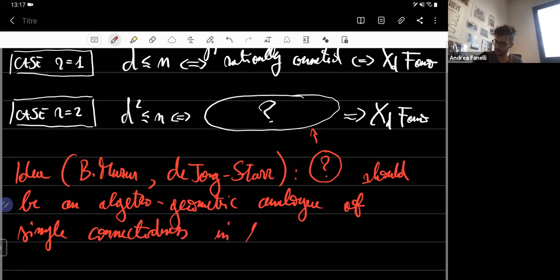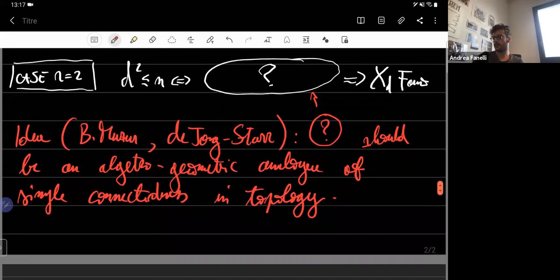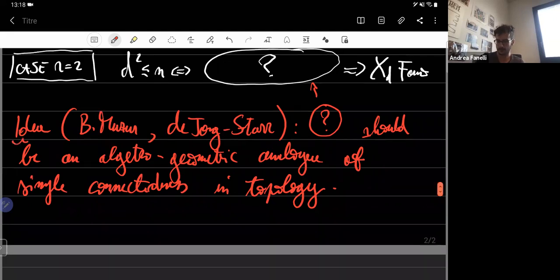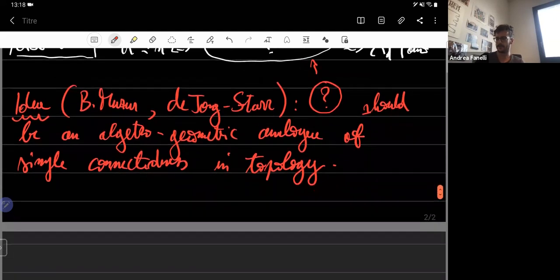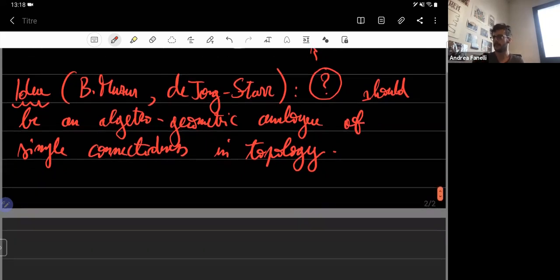In topology. Okay, this idea comes from topology. Let me show you, so far with no definitions. As I said, the definition of this notion is going to be complicated, but let's play a little bit of a game. Let's take the definition of simple connectedness in topology, and see how we can generalize that, or find an algebraic geometric analog of this.